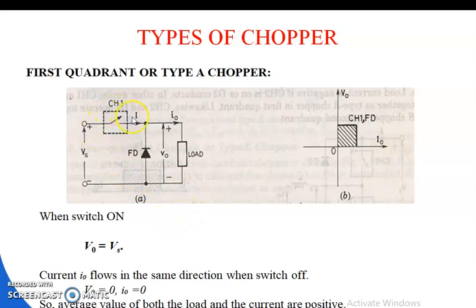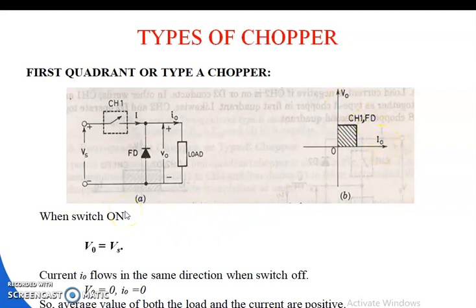In this case, the chopper is represented by a switch enclosed in a rectangular block, written here CH1, meaning chopper 1. FD is the freewheeling diode, connected across the load to carry the load current, and the load is connected across the output of the circuit. So Vs, Is and V0, I0 are the source voltage, source current, load voltage, and load current respectively. Figure B shows the quadrant diagram of the Type A chopper, or first quadrant chopper. Here CH1 and FD operate in the first quadrant, that is V0 and I0.